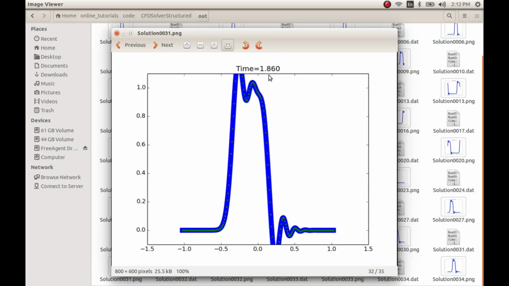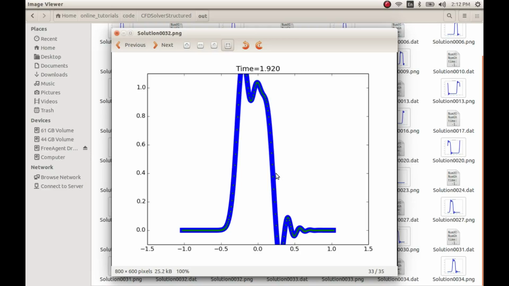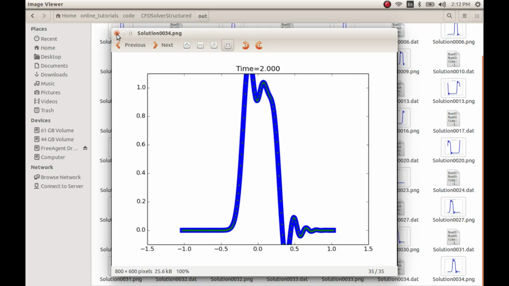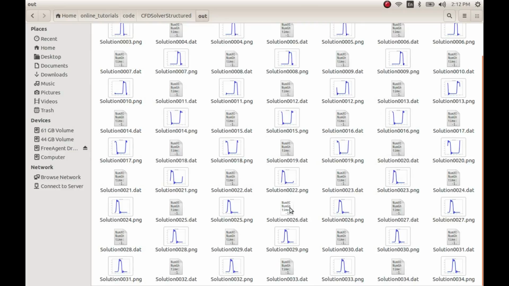So we would like to take advantage of this reduced diffusion, but at the same time get rid of these oscillations. That is done by using something called limiters. We will be looking at that at a later time, but as of now let us continue and implement the next method, which is called the Lax-Wendroff method.